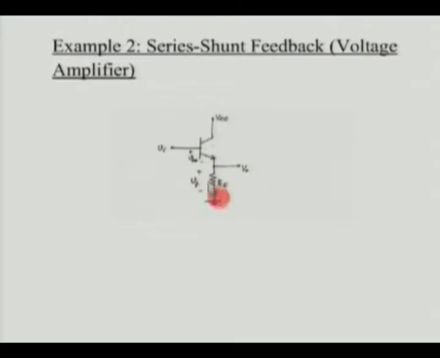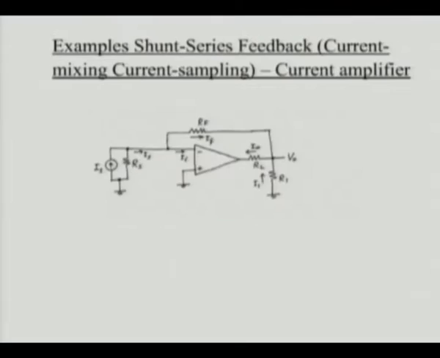So we see this as a very good example of voltage sampling, voltage mixing or series shunt feedback, and we know that the input resistance will increase. We know it very well from the example of an emitter follower, the input resistance is much higher, and the output resistance is very small. So again a very good discrete circuit example of series shunt feedback.